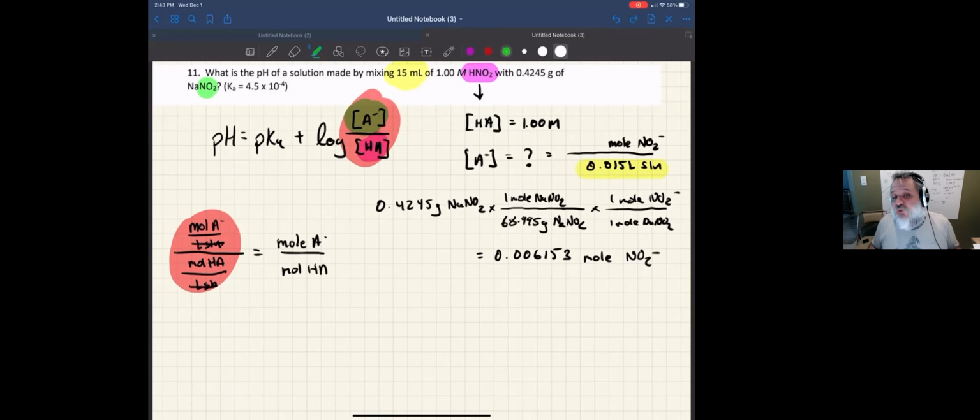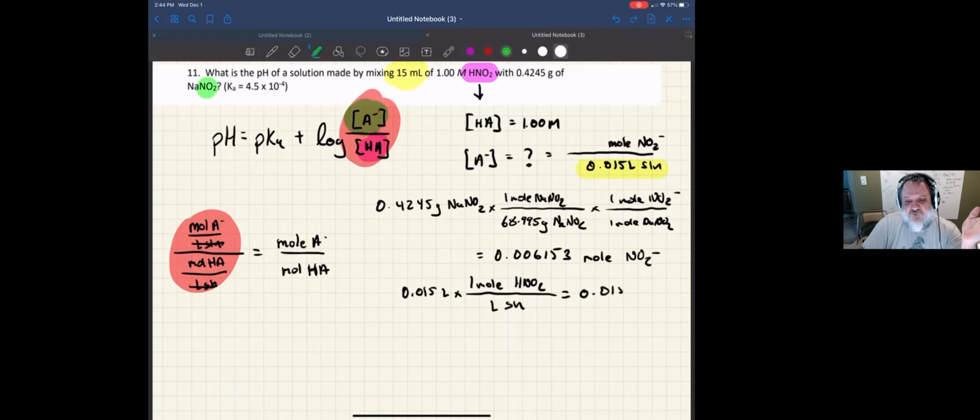Now, you can do it either way. The reason why I'm going to move forward with using the ratio as moles of A over moles of HA is because that's going to become much more handy when you're thinking about titrations of weak acids and strong bases, or weak bases and strong acids. So let's go ahead and put it together that way. But I still need to do one other thing then. If I'm going to do that, I need to figure out how many moles of HA there are. Well, I've got 0.015 liters and the molarity was 1, so I must have 0.015 moles of HNO2.